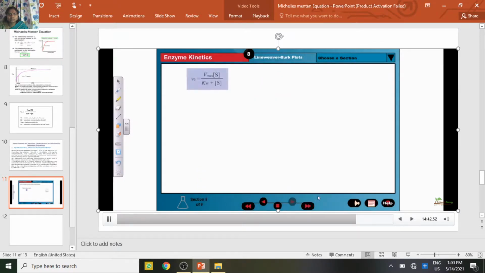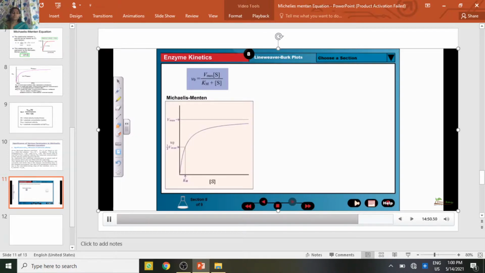While computers can easily determine kinetic parameters from a hyperbolic Michaelis-Menten plot, these graphs are unwieldy for visually estimating values for Vmax and Km. For this purpose, the Michaelis-Menten equation can be rearranged to a linear equation with the form y equals mx plus b.